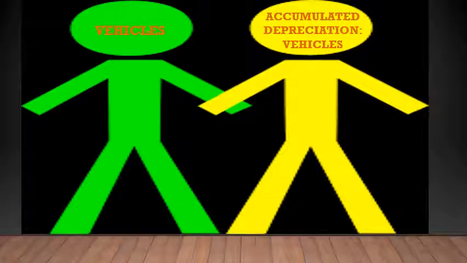Accumulated depreciation should always hold a fixed assets account's hand. So, the vehicle account's body will be accumulated depreciation vehicles. The equipment account's body will be accumulated depreciation equipment. These two friends together ensure an accurate value in the books.